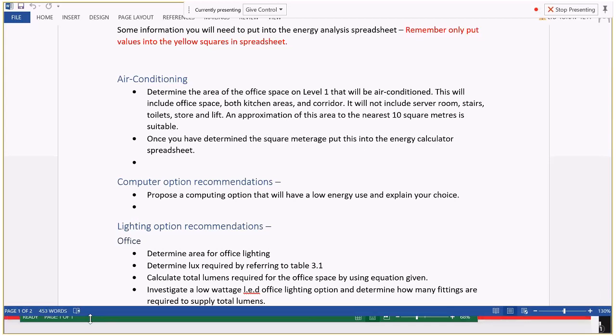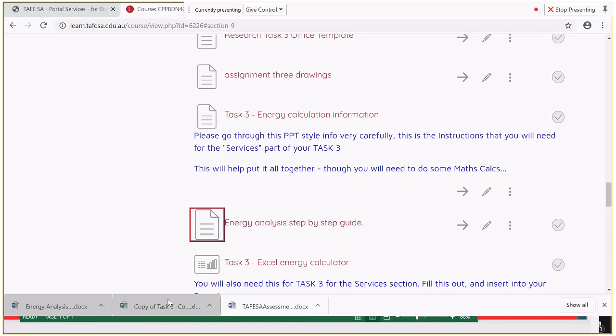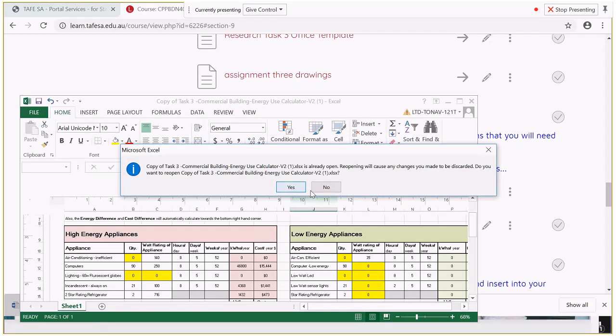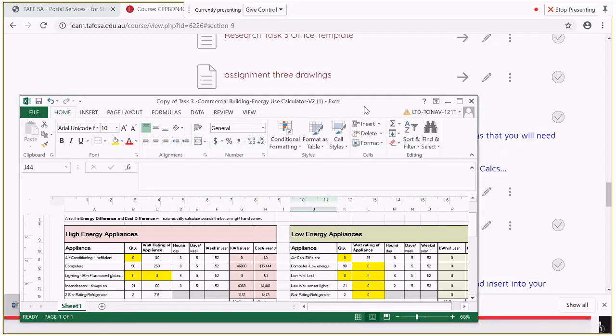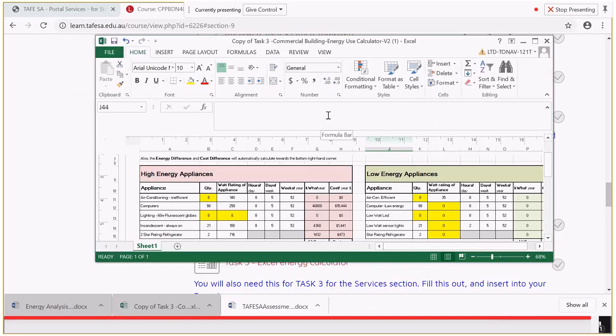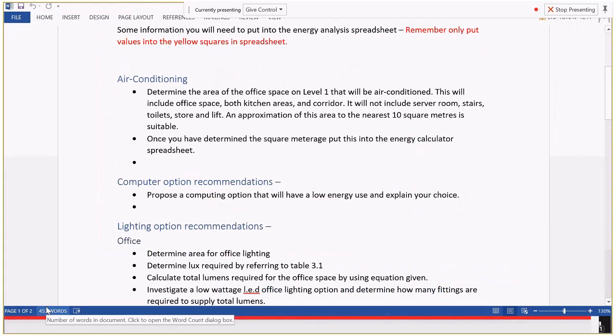So I've worked out how many square metres of office space on level 1 we're air conditioning, and we just put that square meterage into here. So that step-by-step guide is, as the name suggests, telling you this is what you do, this is what you do, this is what you do.